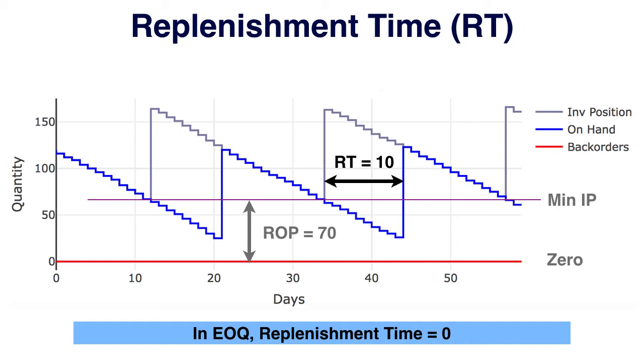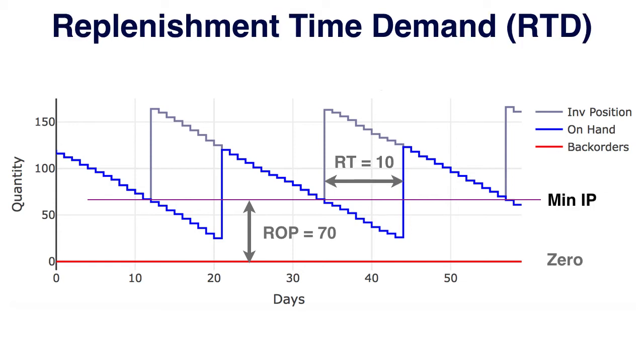Let's bring in another term called replenishment time demand. What is that? We've already seen ROP and RT, replenishment time. As you can see here on the chart, I've grayed them out, but you can still see them. Now, consider the minimum level of inventory position. I've drawn that minimum line, okay? And now consider the minimum position of the on-hand inventory. So we have two minimums, the minimum of inventory position and the minimum of on-hand inventory.